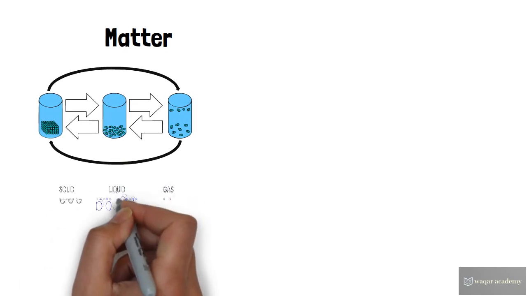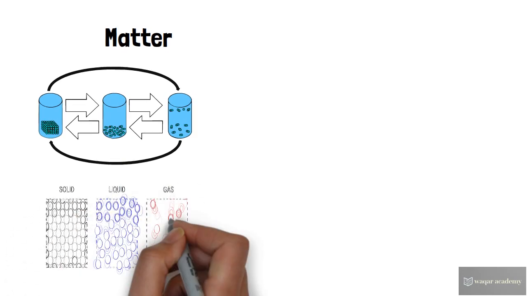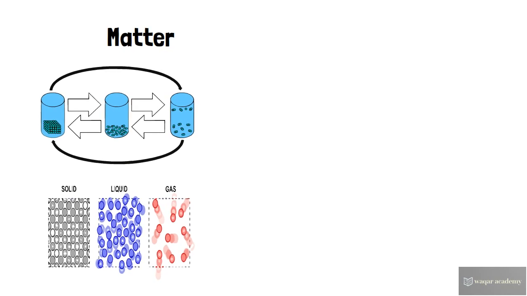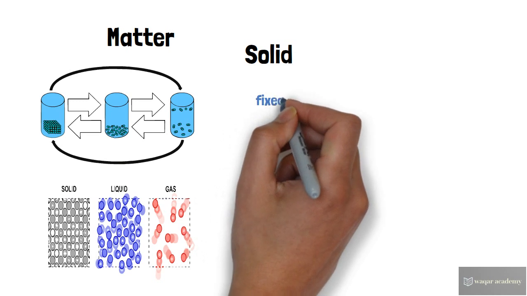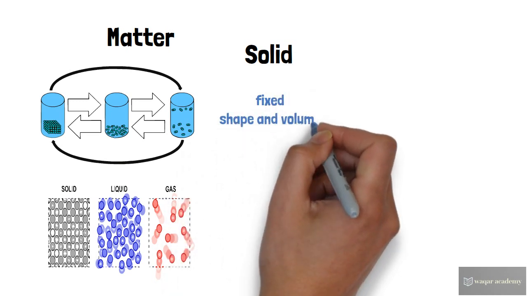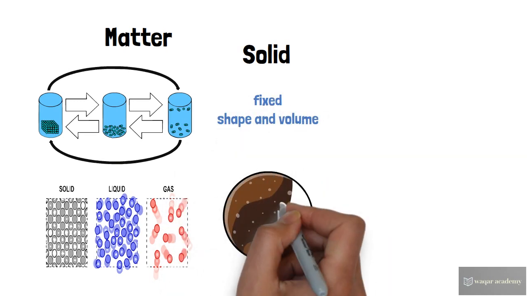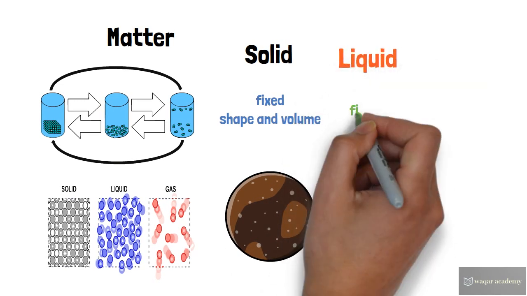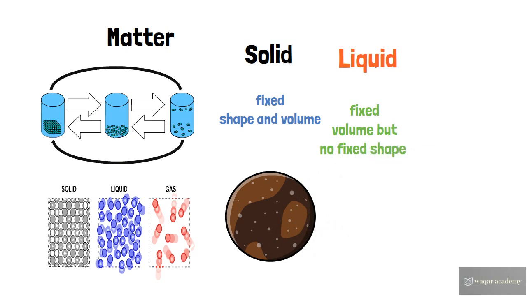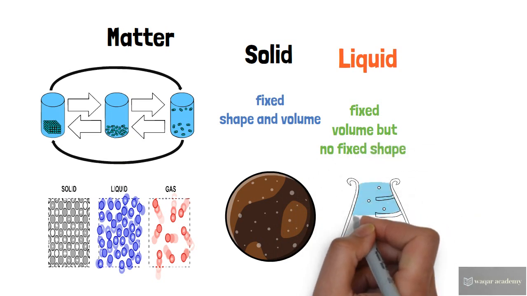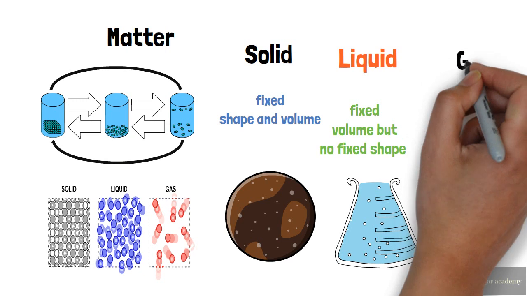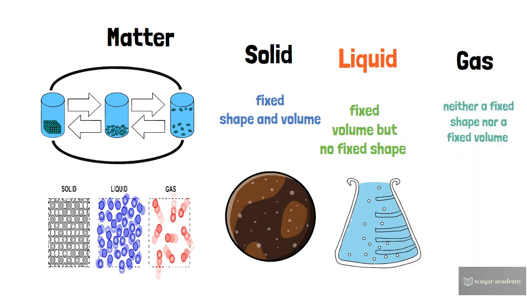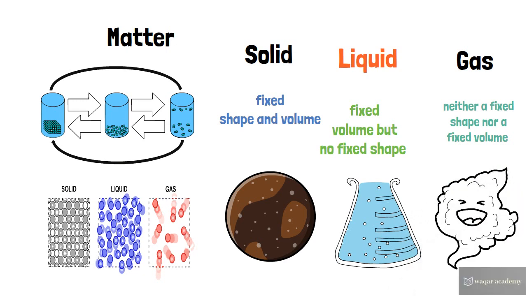Physical states of matter. Matter can exist in one of three physical states: solid, liquid, or gas. Solid. Matter with a fixed shape and volume. Examples include a rock or an ice cube. Liquid. Matter with a fixed volume but no fixed shape. Water is a common example. Gas. Matter with neither a fixed shape nor a fixed volume. Air is an example of a gas.